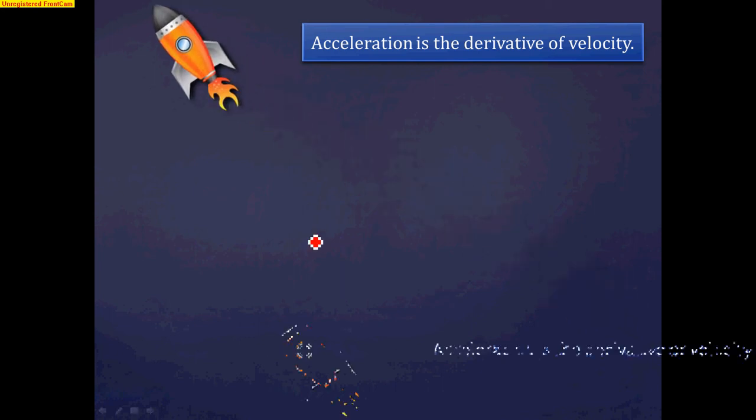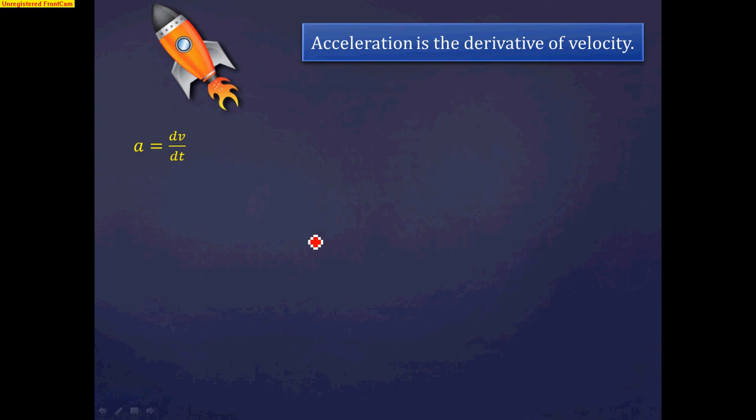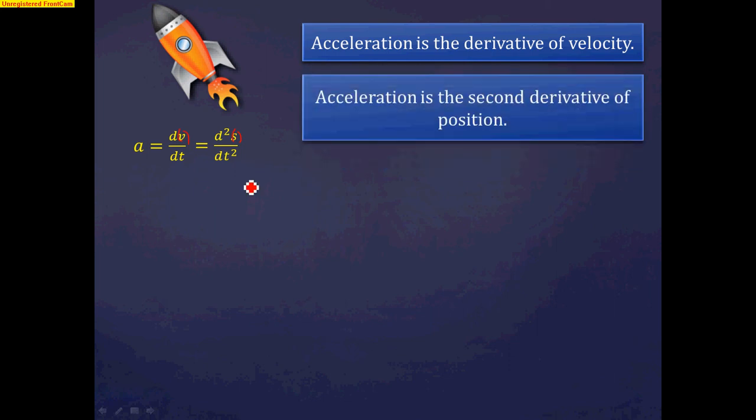See that rocket take off? Rockets, get it? Acceleration is the first derivative of velocity. Right? The first derivative with respect to time of velocity. But that's the second derivative of position. Crazy.